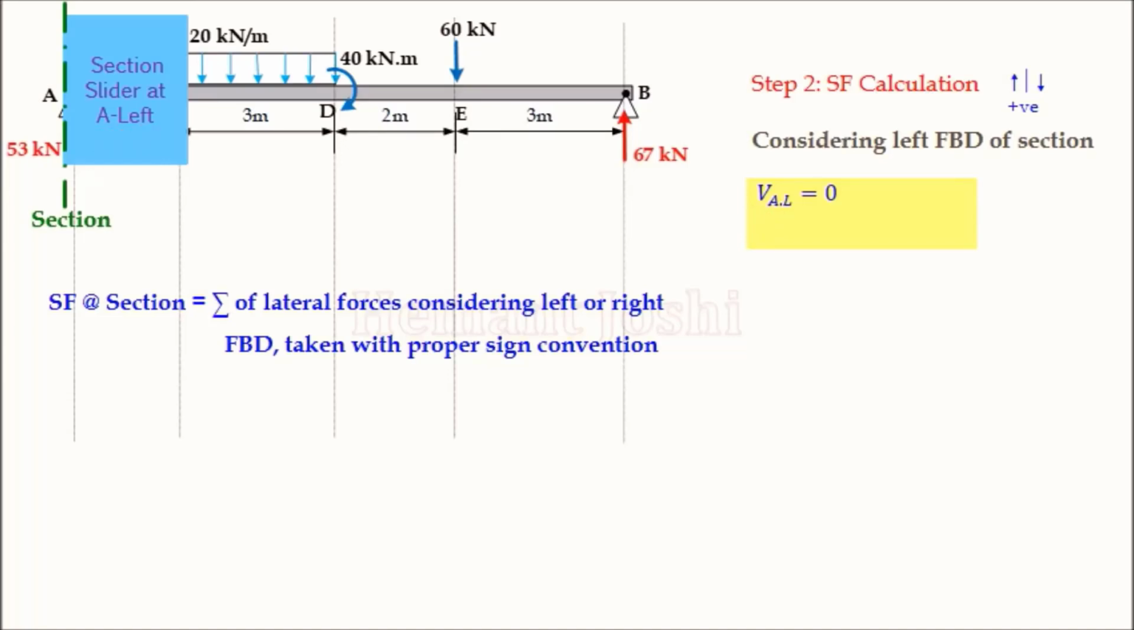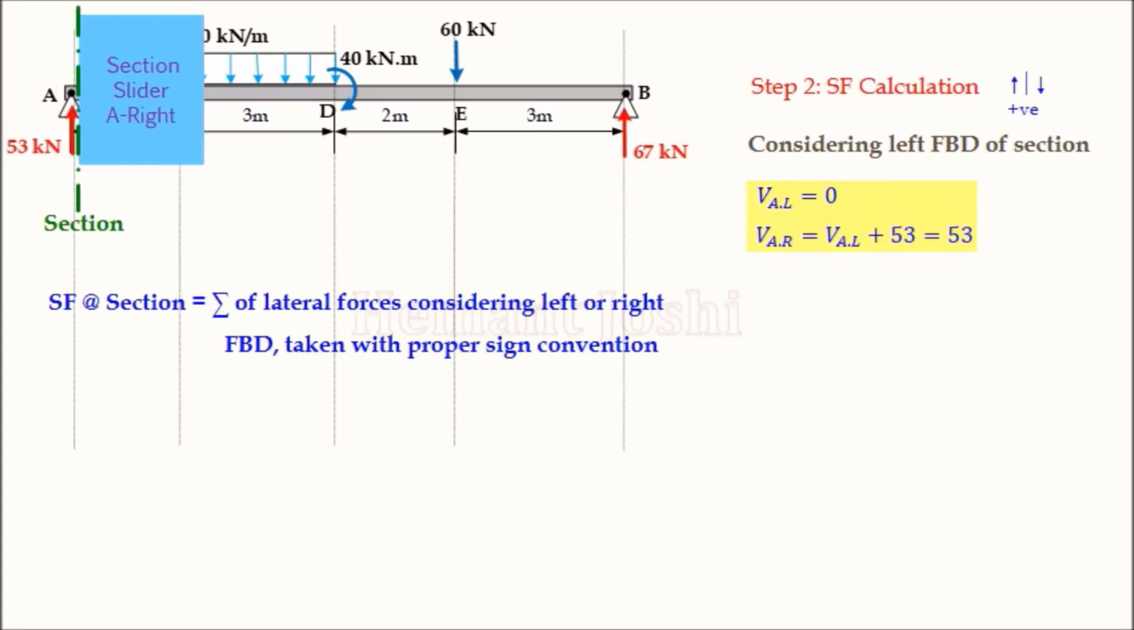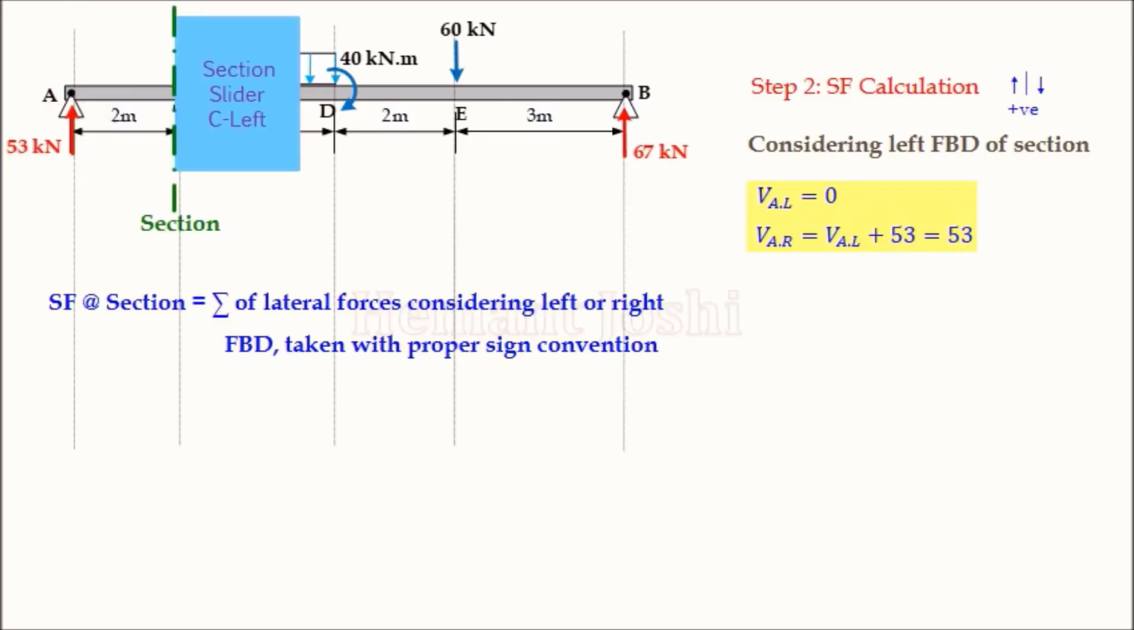So for VAL, observe the left side. As I said, the left side we are going to consider. There is empty space, and empty space means no load. So VA left, my first value, is 0. Then just right of A, VAR, that is A right. From A left to A right, there is one load observed here. It is going upward. A section's left side going upward is taken positive. So this is the old value, and the newcomer is 53 going upward, so positive. So the answer is 53.